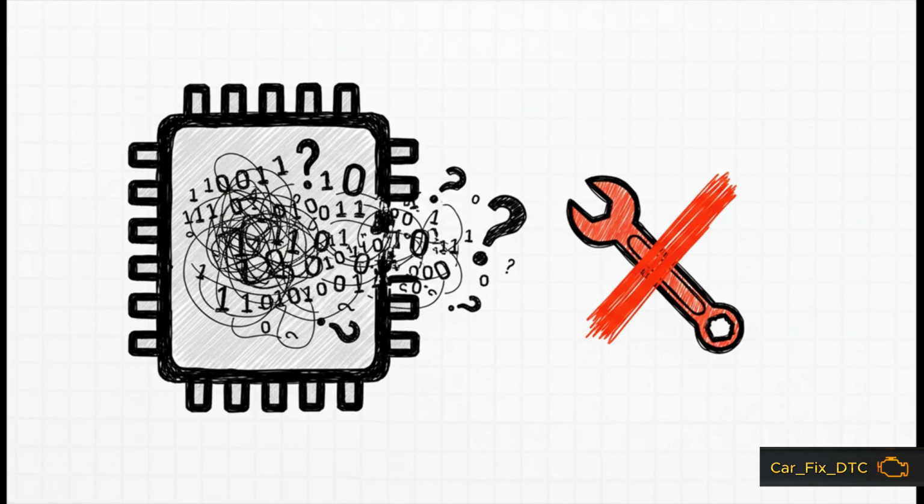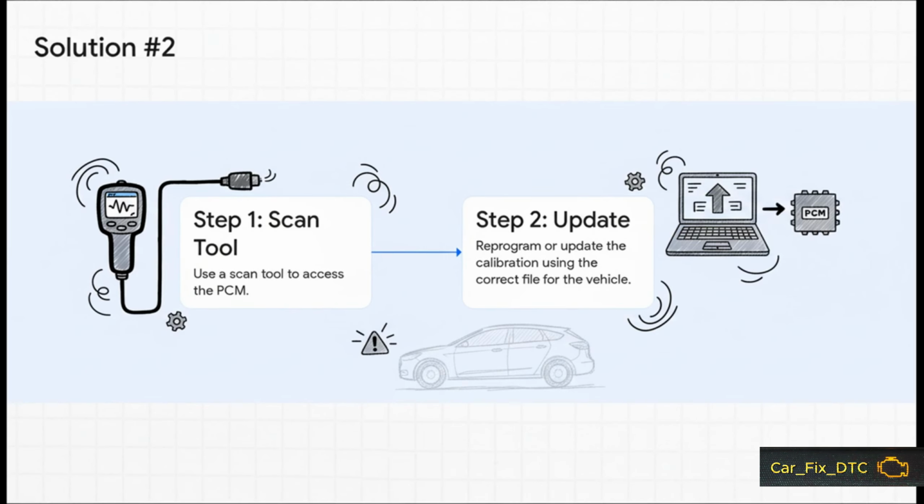Okay, so what if you've checked for aftermarket parts and there's nothing there? Or maybe you removed one, but the code came right back. Well, now we move on to our second suspect. The problem might not be a physical part at all, but a software glitch inside the PCM's own programming. Now, fixing this one requires a more advanced scan tool, one that's capable of programming. What you're doing is updating the PCM's calibration.